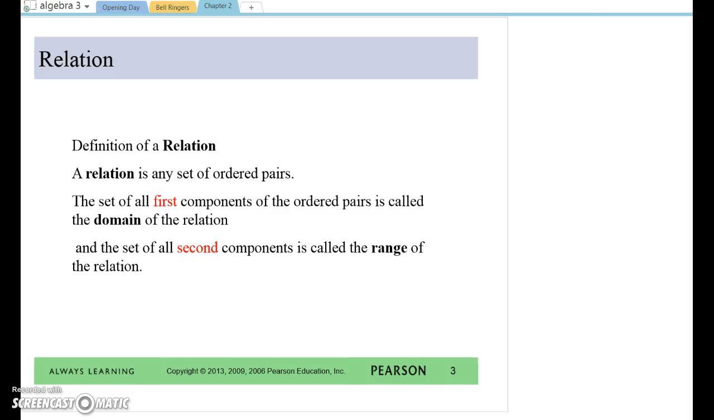First of all, what is a relation? The definition of a relation: a relation is a set of all ordered pairs. The first component in your ordered pair is called your domain, and the second component of your ordered pair is called your range. So the domain is all the x values, and your range is all y values that work for that relation.